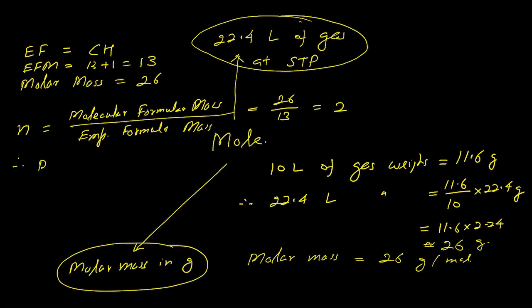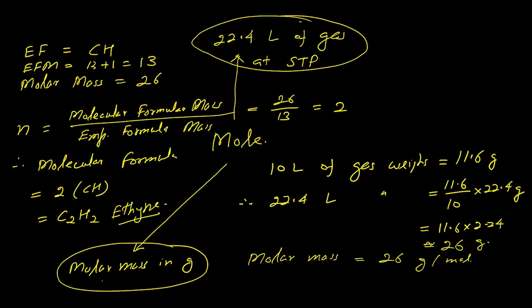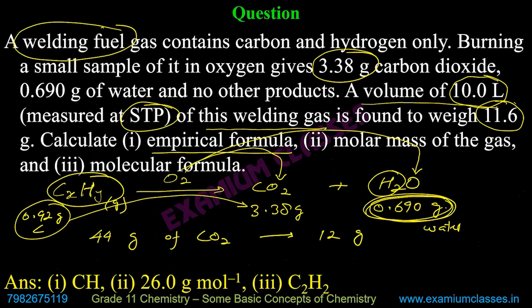It means the molecular formula will be 2 times CH, that is C2H2. And C2H2 is ethyne. So the answers will be empirical formula CH, molar mass 26 grams per mole, molecular formula C2H2. Is that clear, everyone? Yes.